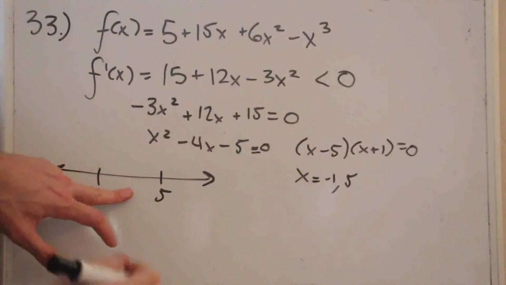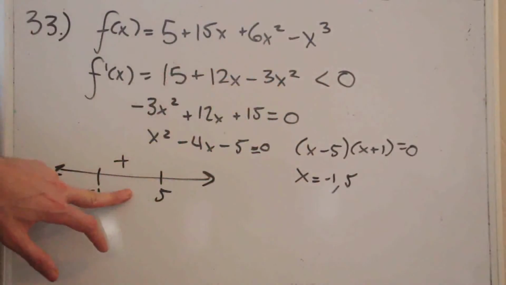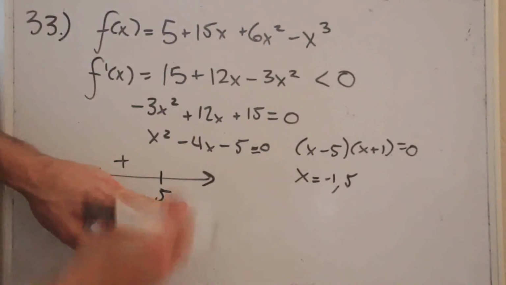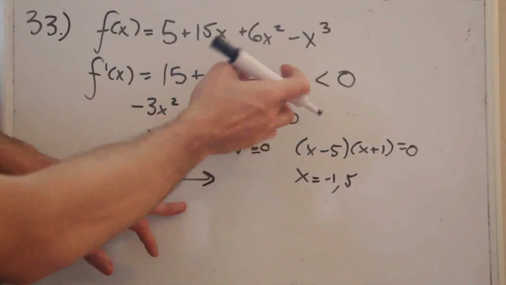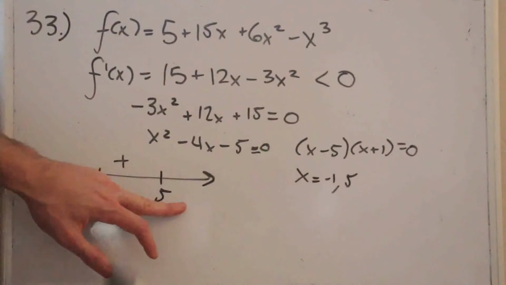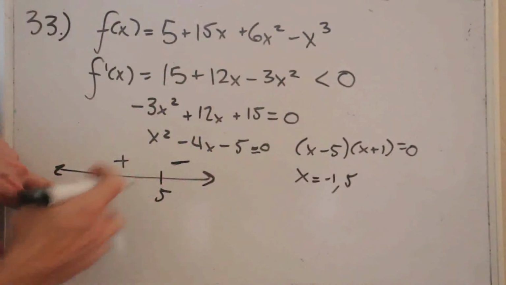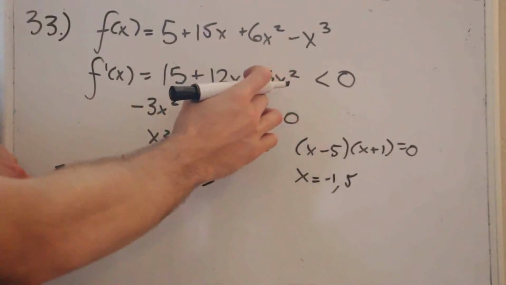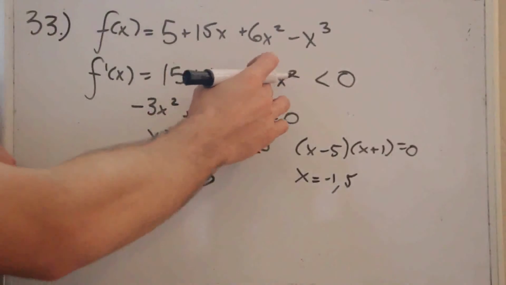So I'm going to try 0 first because it's the easiest, and that's positive. Then I try 6, and I get 15 plus 72 minus 36 times 3, which is 108. So 72 minus 108, this is definitely going to be negative here. And then I'll try negative 2, for instance. Negative 2 squared is 4 times negative 3 is negative 12. This is going to be negative 24. Negative 24 minus 12 is negative 36.